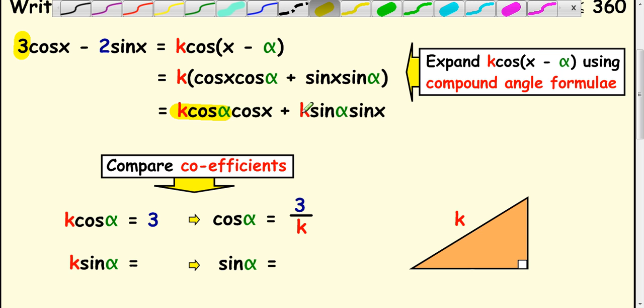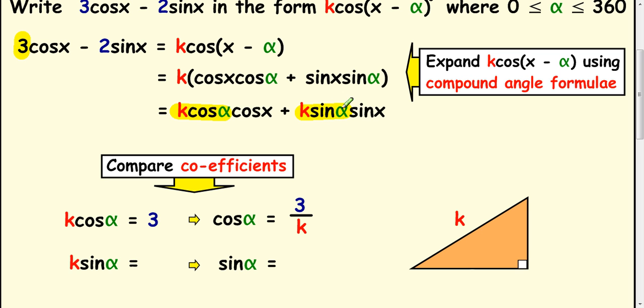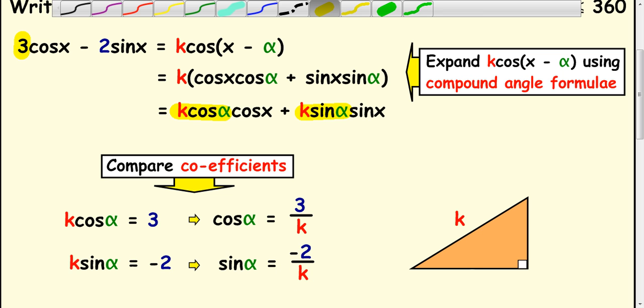If we now turn our attention to k sin alpha, the part in front of the sin x, if you look up here, there's a 2, but there's a negative here, or a takeaway. So in order for this to work, you need to really make that negative 2. So that would be 3 cos x take away 2 sin x if that was negative 2, and that's what we have to put here, negative 2. Divide through by k, so you get negative 2 over k, and then fill out your right angle triangle again.